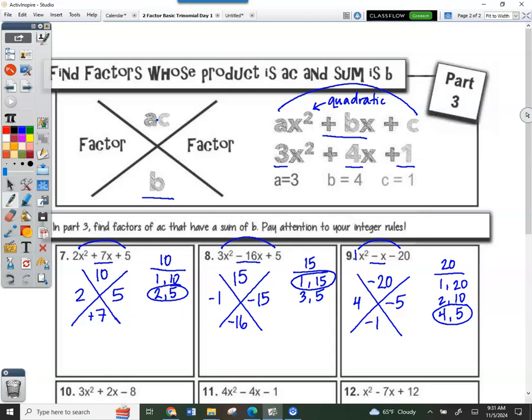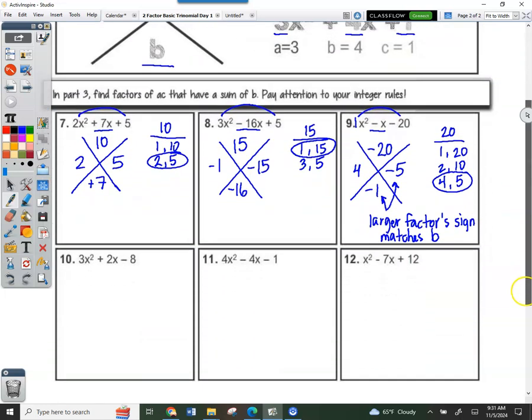If you want to make a note to yourself, and if you think it's going to throw you off, then don't make the note. But if you think you can handle it, the larger factor's sign matches B. Remember, B came from right here. So the larger factor's sign always matches B. I can't say anything for the other number. That's where you have to actually play around with it. All right?